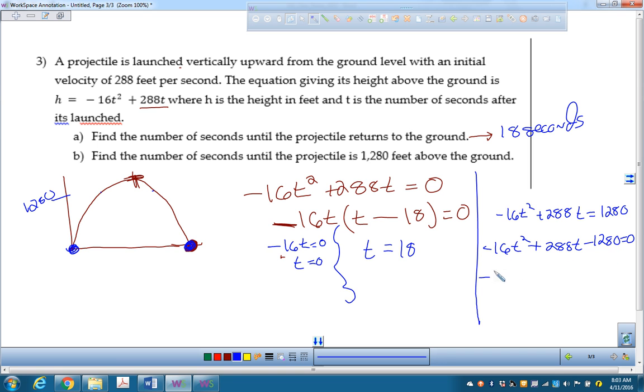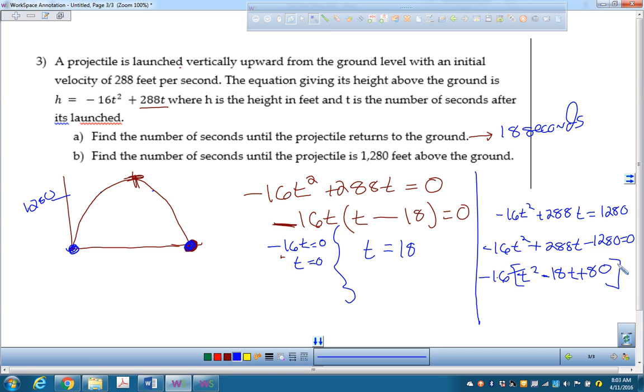So negative 16, I could pull outside. t squared. We already know that 16 goes into 288 18 times, so 18t. And I also know that 16 goes in here, how many times? 80 times, okay? So you'd have to divide this into this. If I didn't know how to factor that, I could use the quadratic formula, and you get the right answer, okay?